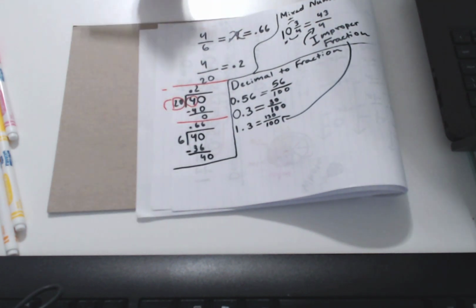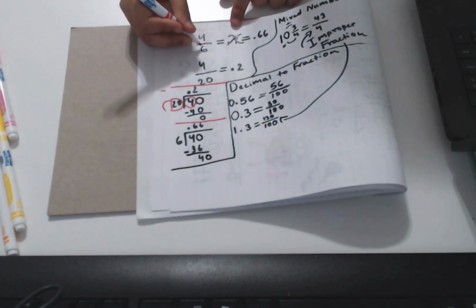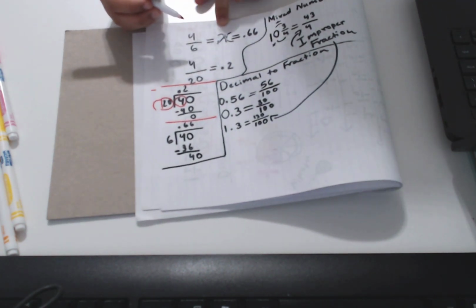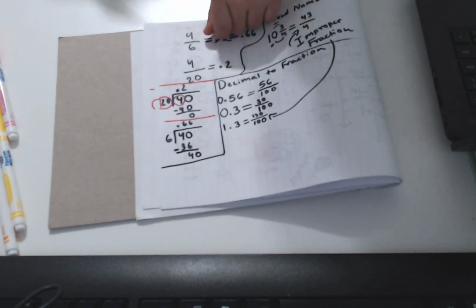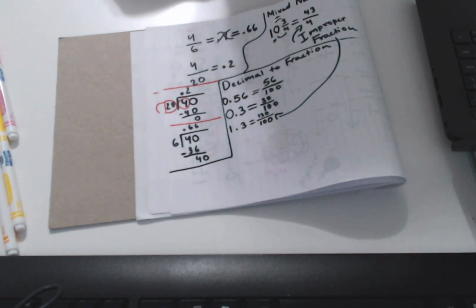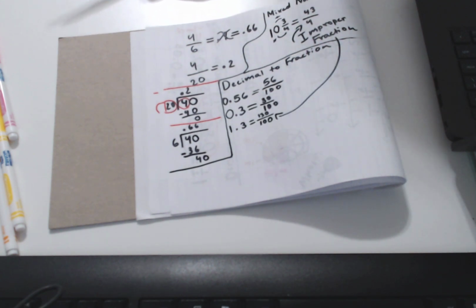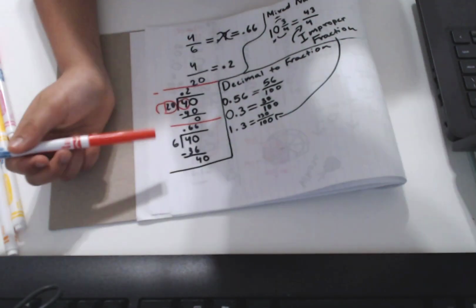Now, onto a harder one. 4 over 6. This is actually equal to an irrational number. Irrational means like keeps going on forever. Not like pi, because pi actually is a special type of irrational number because pi goes on without repeating its numbers. I mean, repeating in the sense like it doesn't repeat the same pattern of numbers.